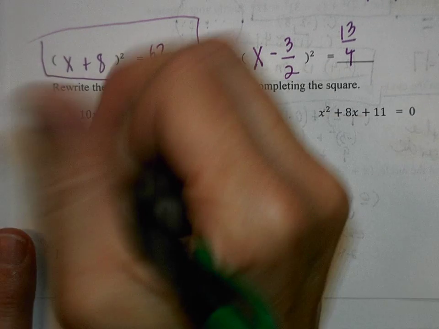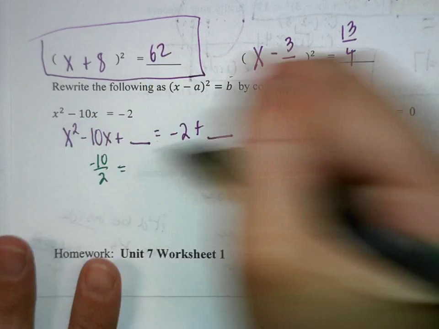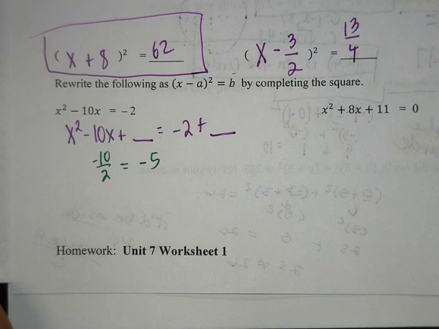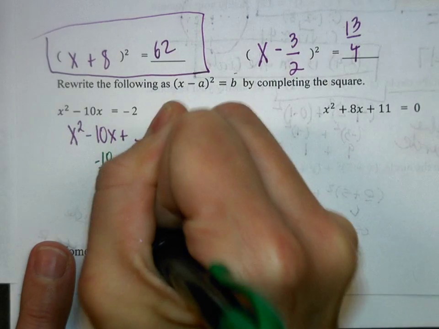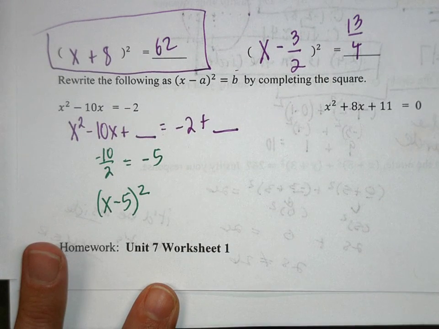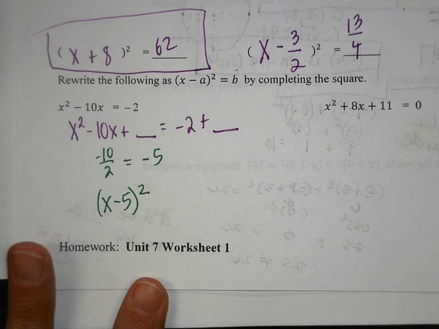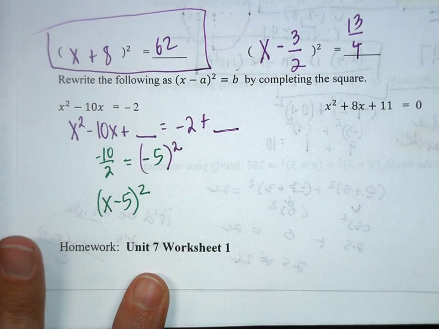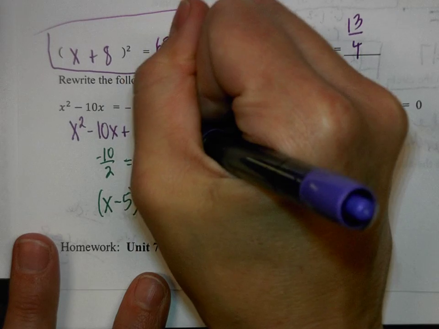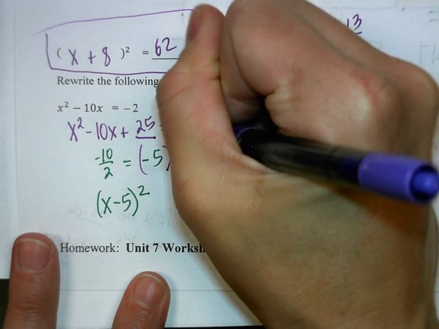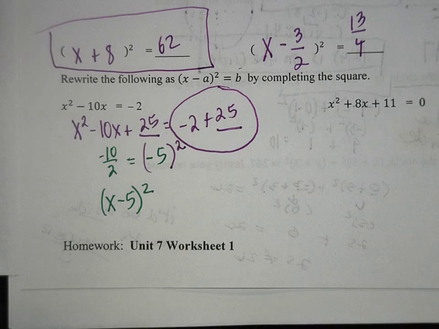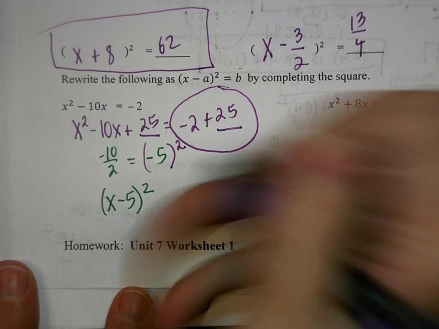Negative 10 divided by 2 equals what? Negative 5. When I get that value, that's when you write your square. So what's going to be my square? X minus 5 squared. Okay, then I take that negative 5 and I do what to it? Square it, and negative 5 squared is what? 25. So 25 goes in my blanks. That's what I'm adding to both sides in order to make that perfect square. We add them to both sides in order to balance it. And what's negative 2 plus 25? 23. Okay, that's your answer.